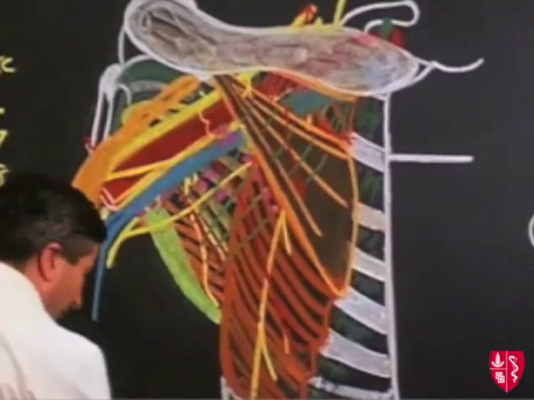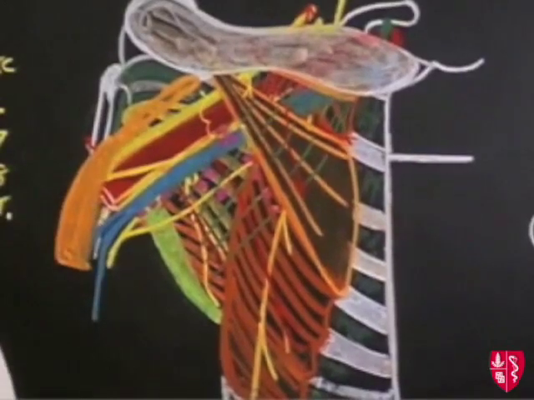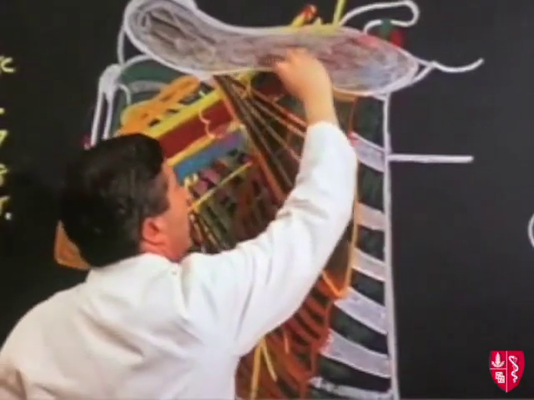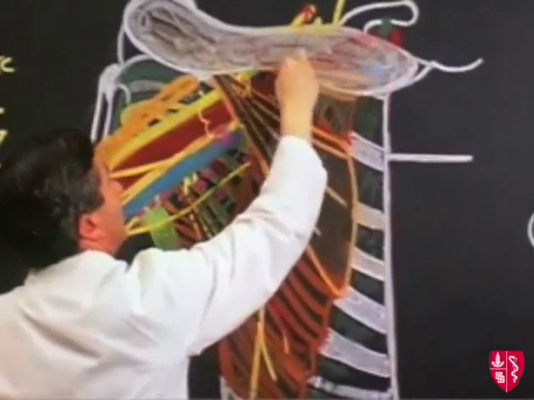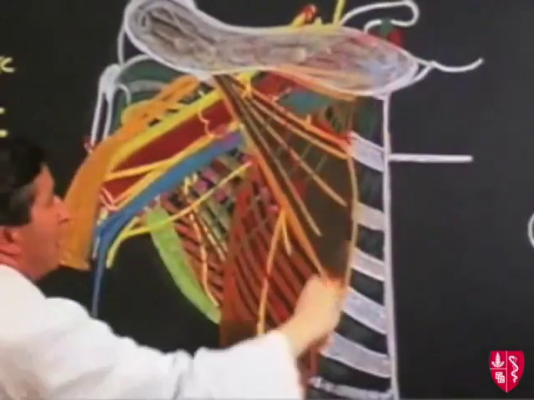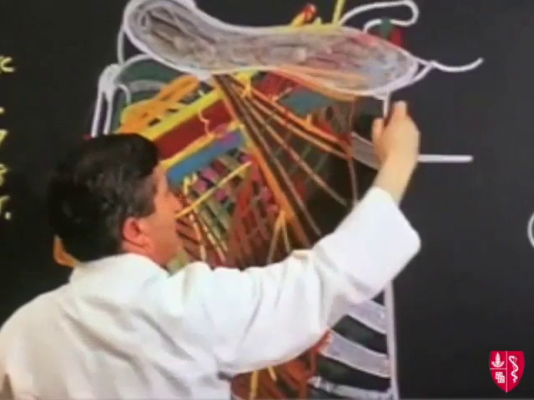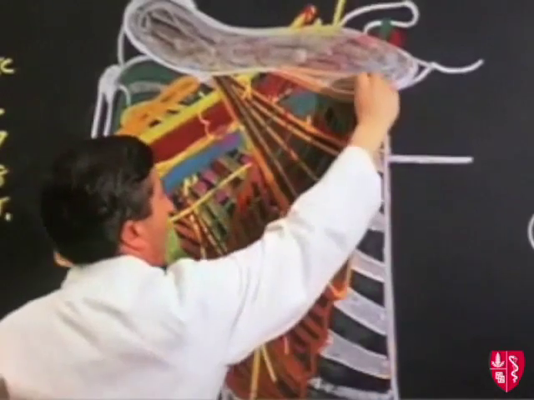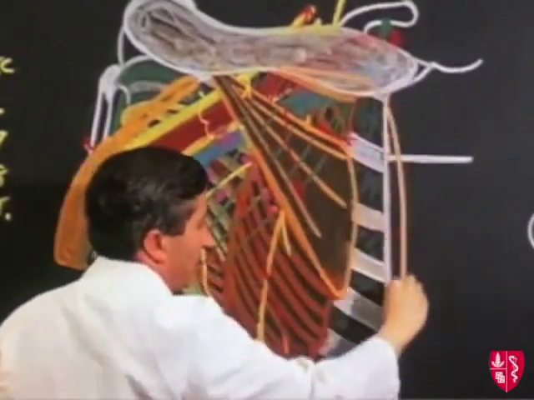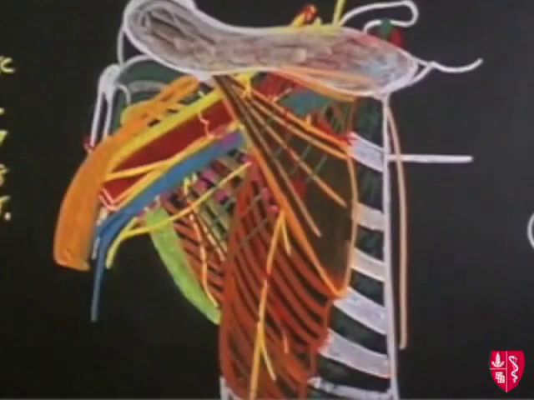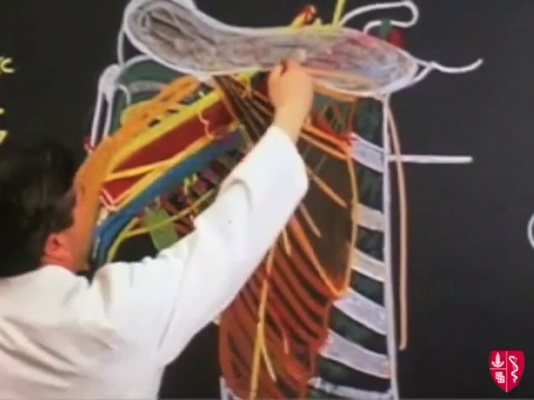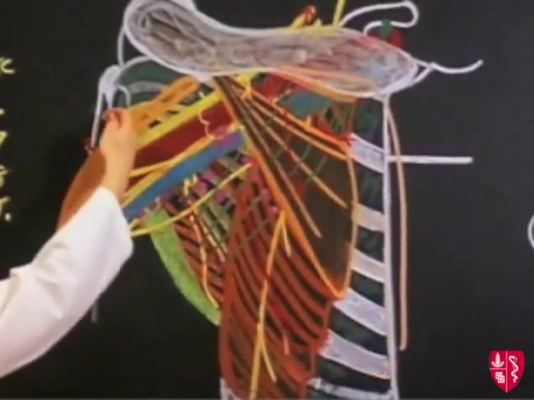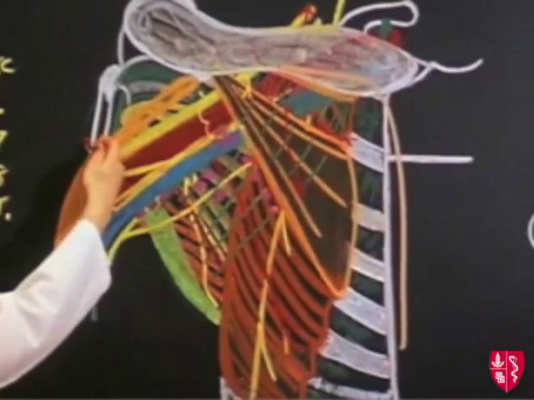The clavicular head arises from the medial half of the anterior surface of the clavicle. The sternal head arises from the upper six costal cartilages, 1, 2, 3, 4, 5, 6, and from the adjacent part of the sternum. And the two heads are going to sweep across this area and be inserted into this lateral lip of the bicipital groove.